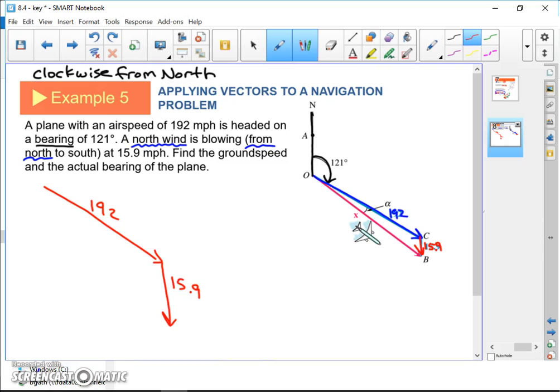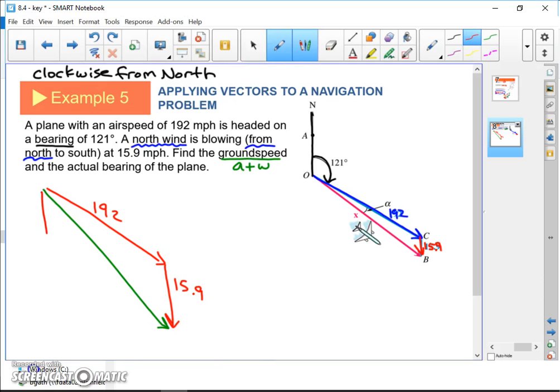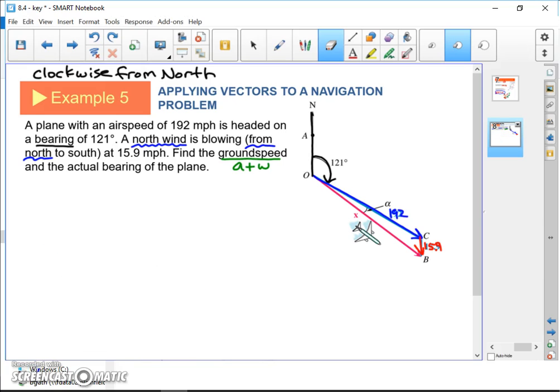But the question says find the ground speed and the actual bearing. So ground speed is always going to be the air plus the wind. It's talking about the result, not necessarily just adding those two numbers. I'm talking about vectors. So I'm saying the resultant vector of the airspeed and the wind speed. And so this looks like the golf ball problem. I could have drawn it to look like the dog walker problem. Either way, you've got to recognize it's the same thing. It's the same result. And so the hard part becomes finding our angles inside of our triangle.